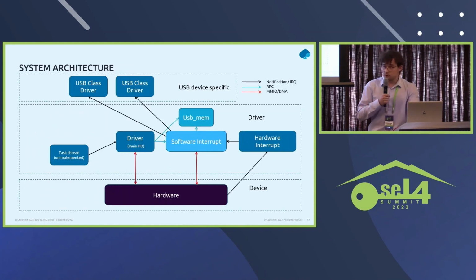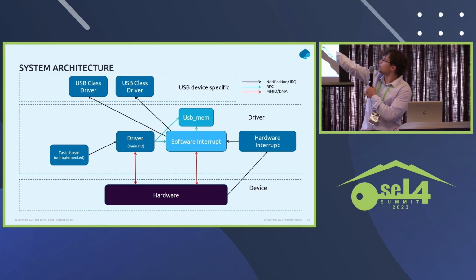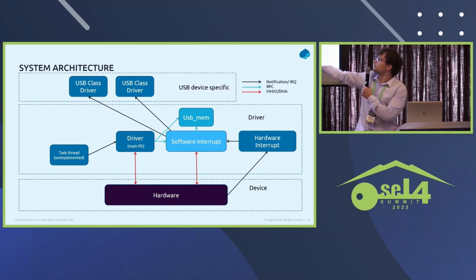And so this is the basic system architecture that we've got. We've got a central driver, the main protection domain, and that handles all of the initialization. That communicates with the hardware via the MMIO. That itself calls into a hardware interrupt, which then itself calls into a software interrupt, and this is to allow the hardware interrupt to occur while the software interrupt is occurring. Those call up into the USB class drivers, be that keyboard, mouse, whatever it may be.